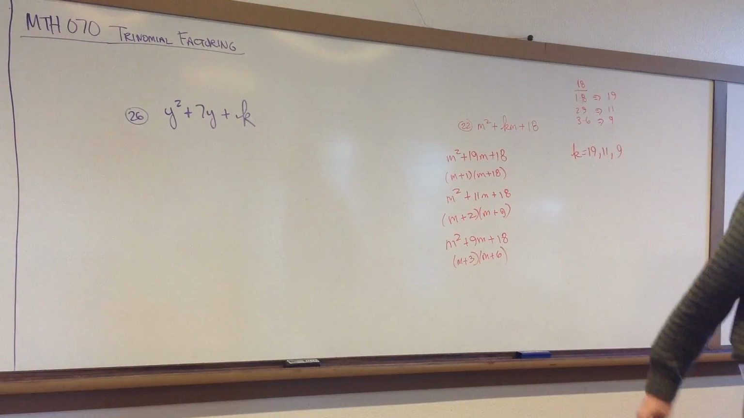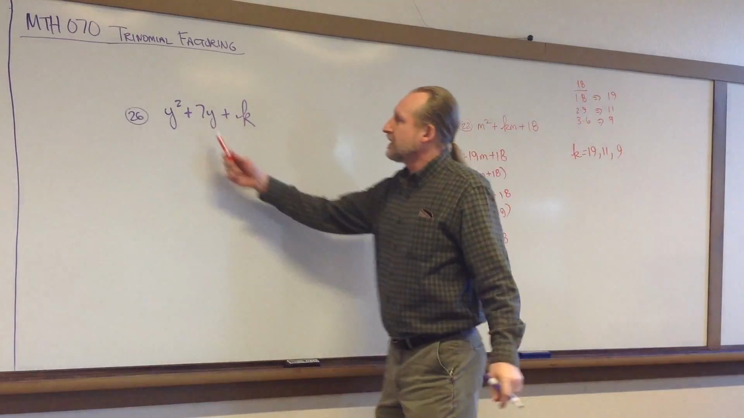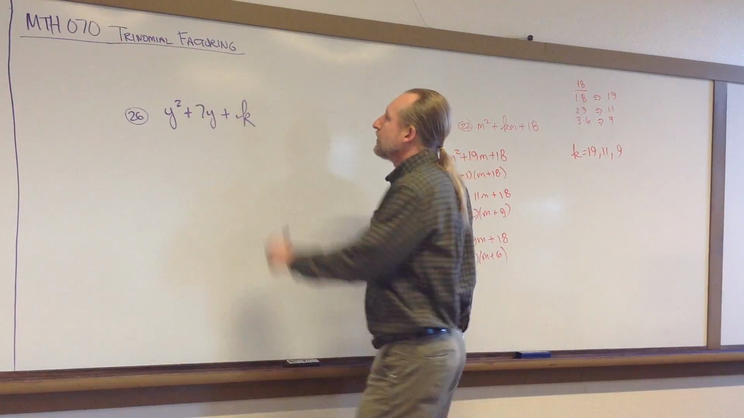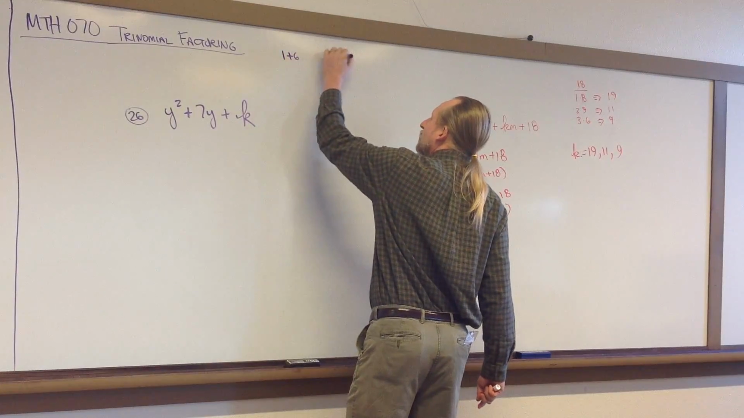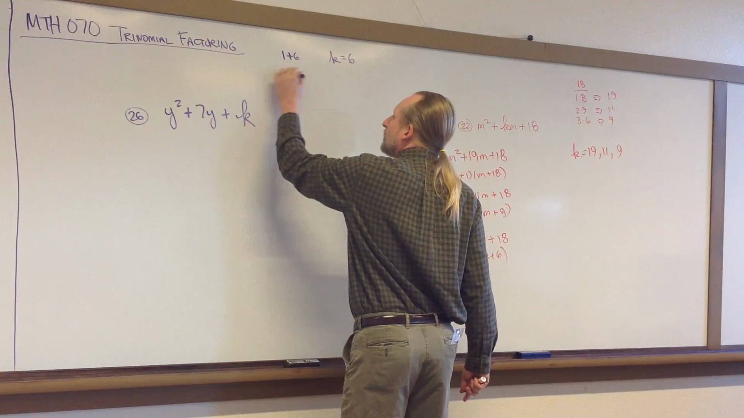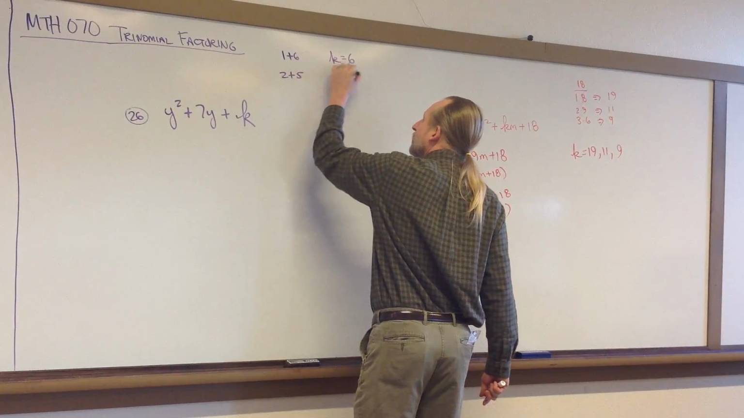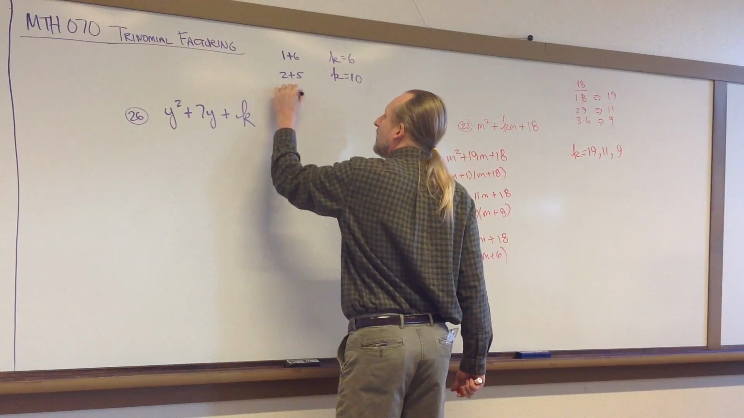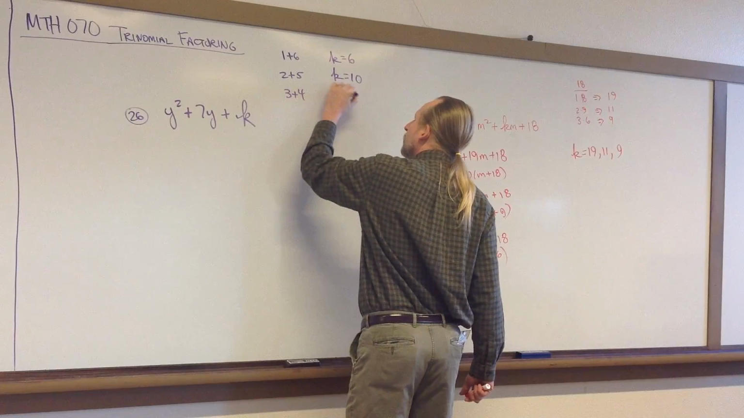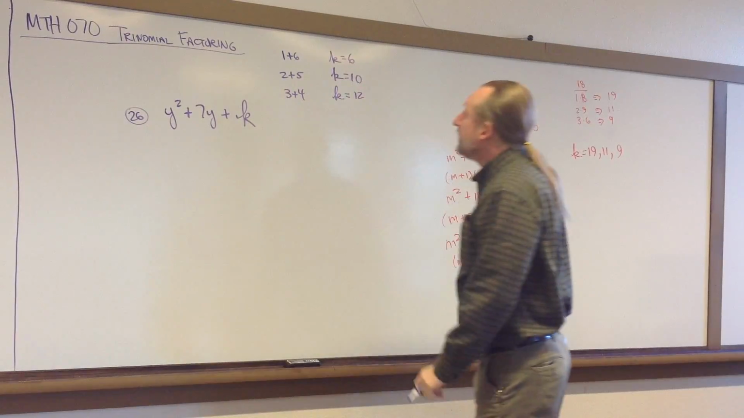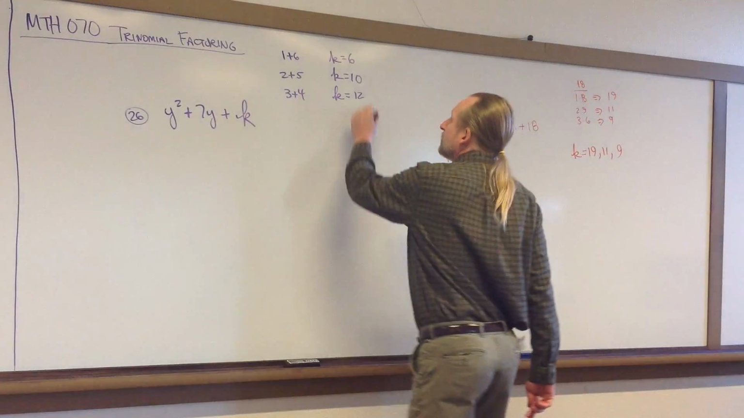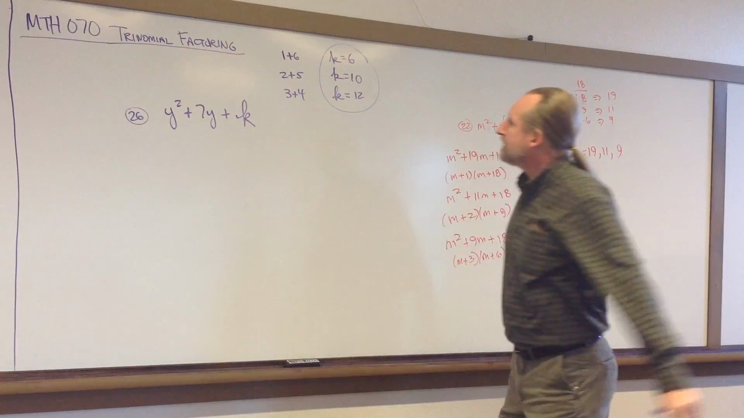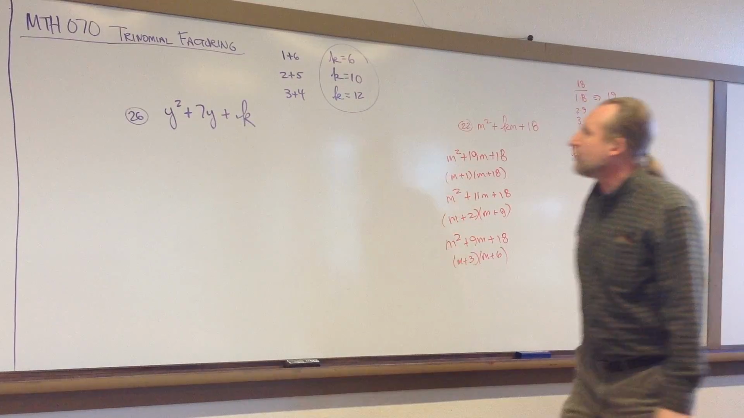Well, we need a couple things that are going to add up to give us 7. So you could have 1 plus 6, and that means k would be equal to 6. You could have 2 plus 5, which would make k equal to 10, or 3 plus 4, which would make k equal to 12. Okay, so those are our answers. K could be 6, k could be 10, or k could be 12.